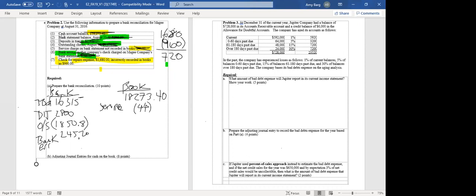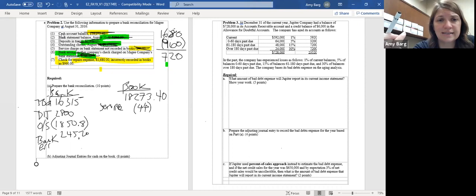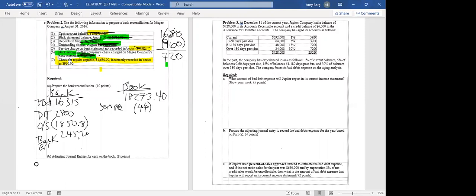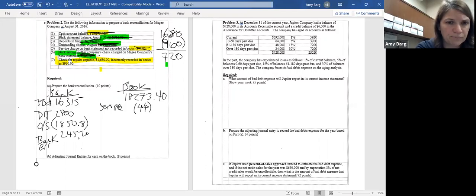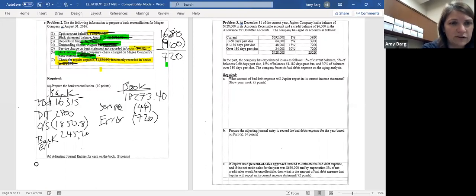So we wrote it in our books as $960. It should have been $1,680. So we need to take an additional $720 out of our books because we didn't take enough out when we recorded that original journal entry. So if we have this error, we need to take out an additional $720. And that takes care of all of our information. We don't have to deal with anything else.